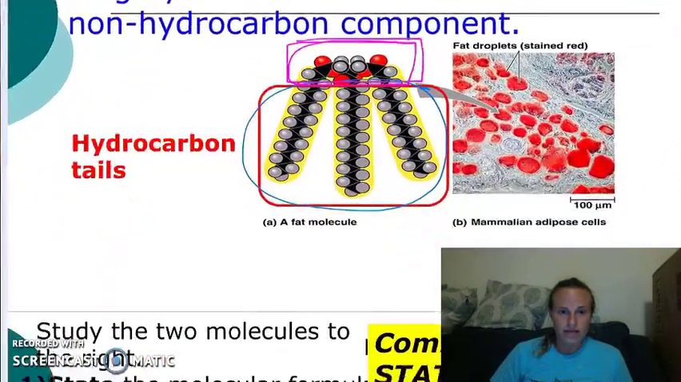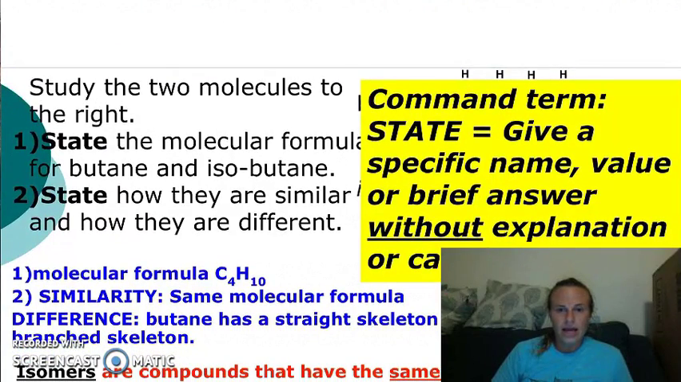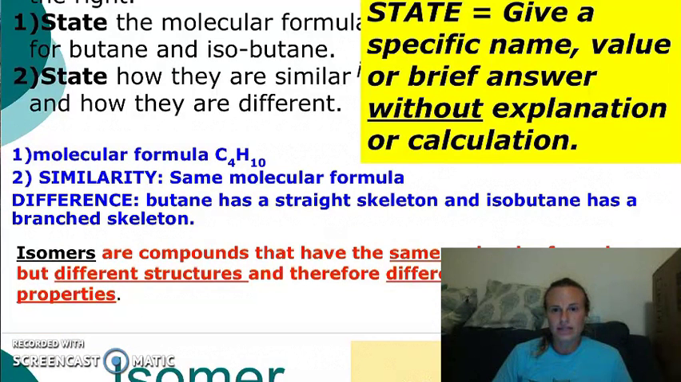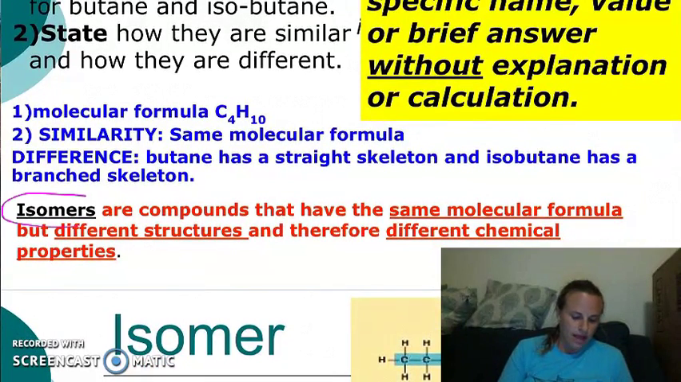So we talked about fats, and we talked about how they're similar and how they're different, right? Butane has that straight skeleton and isobutane has a branched skeleton. So these two compounds, butane and isobutane, are called isomers. Isomers are compounds that have the same molecular formula but different structures, and because they have different structures, they're going to have different chemical properties, which is going to give them different functions.